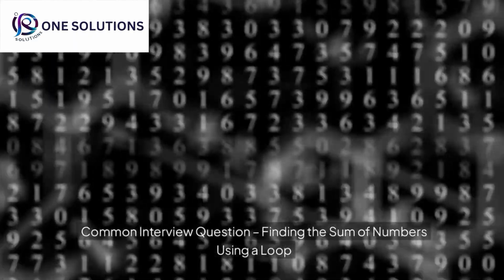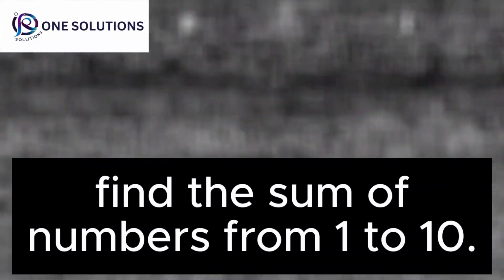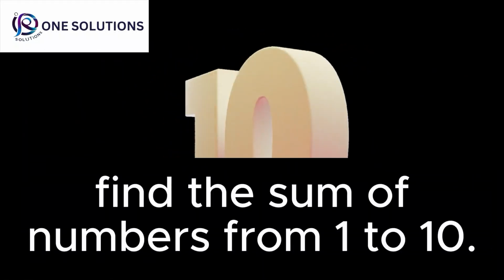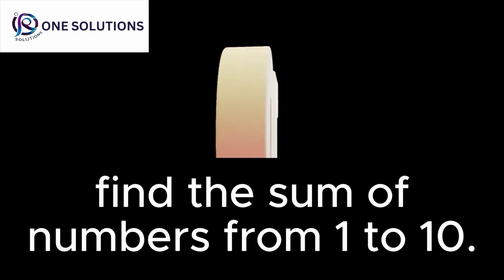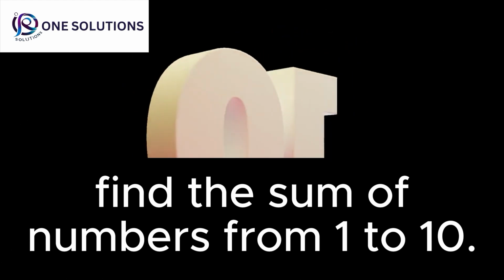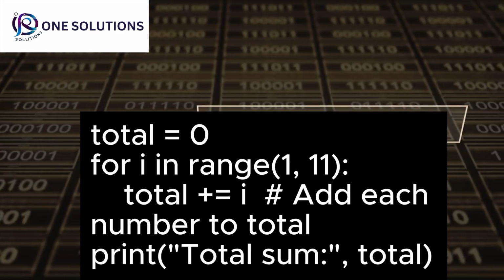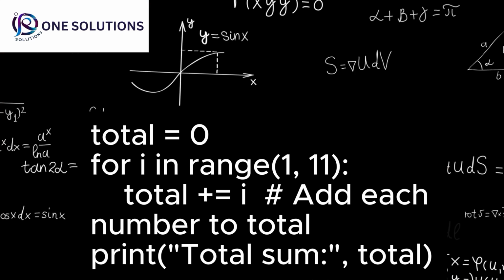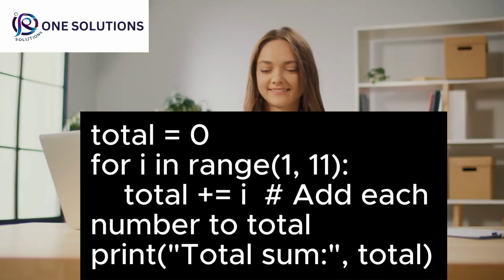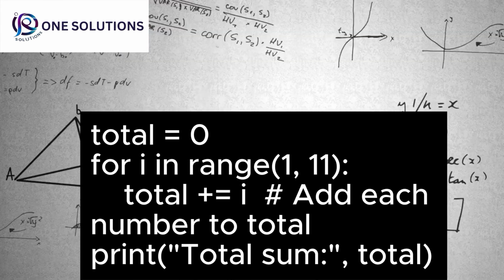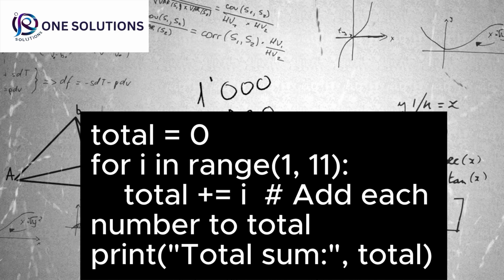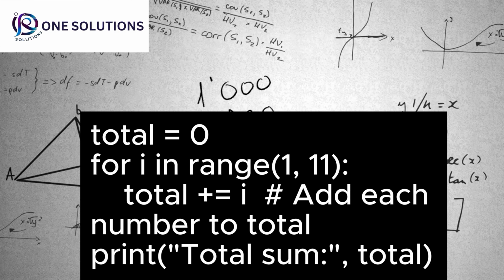Common interview question: finding the sum of numbers using a loop. Now, let's tackle a common interview question. You're asked to find the sum of numbers from 1 to 10. Here's how you can solve this using a loop. Code: total = 0, for i in range(1, 11): total += i, print(total). In this example, we initialize total to 0, then loop through the numbers from 1 to 10, adding each number to total. Finally, we print the total sum, which will be 55.